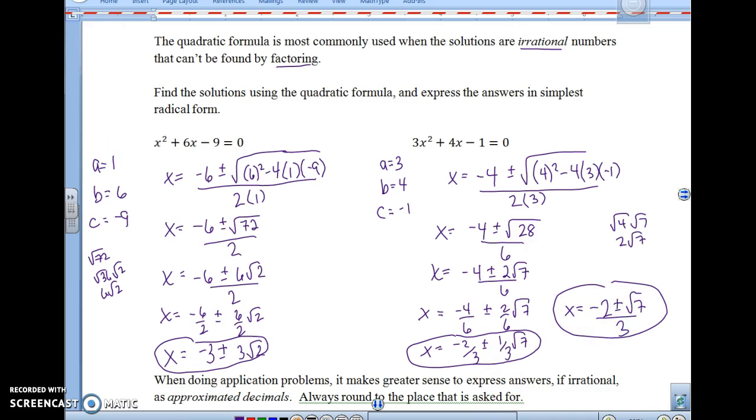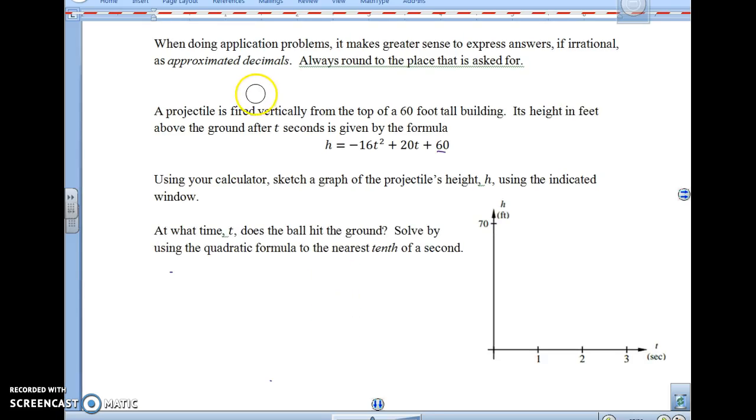Okay. So when we're doing application problems, it makes greater sense to express answers, if they're rationals, as approximated decimals. We usually calculate with decimals, not with square roots. So we want to round to the place that is asked for. So a projectile is fired vertically from the top of a 60-foot tall building. Its height in feet above the ground after t seconds is given by this formula. So using your calculator, sketch a graph of the projectile's height using the indicated window.